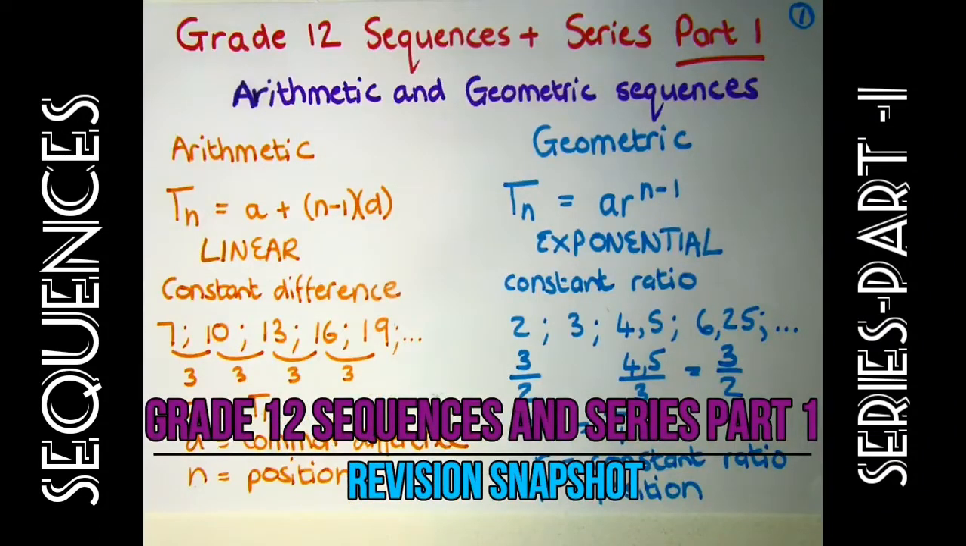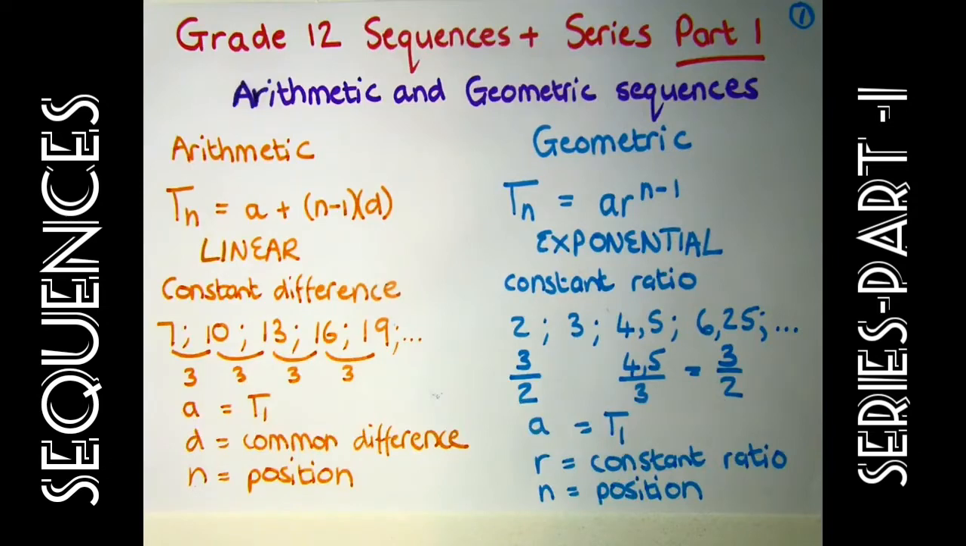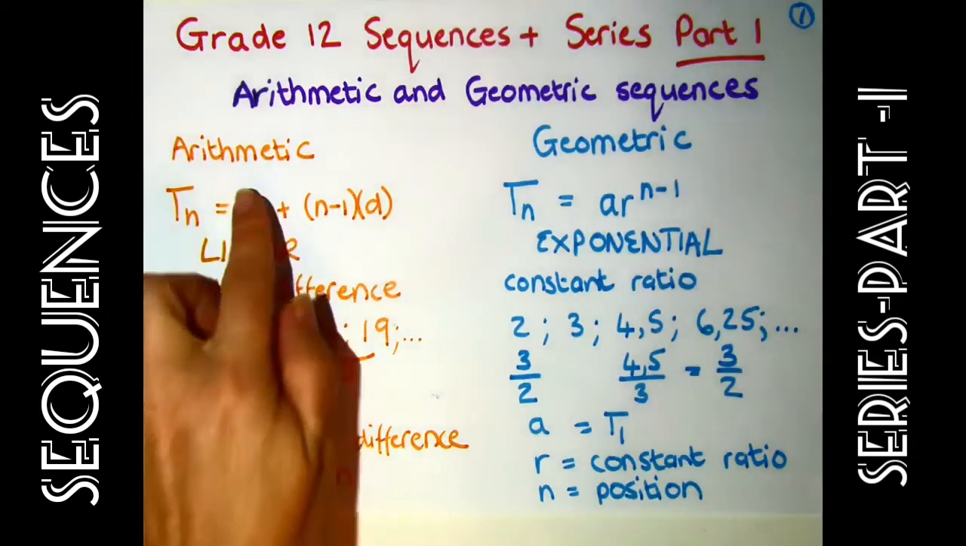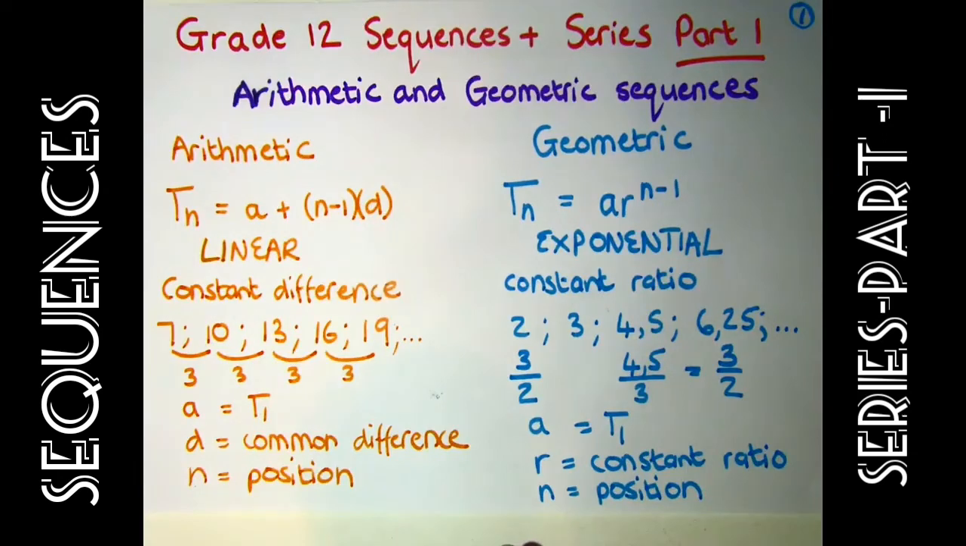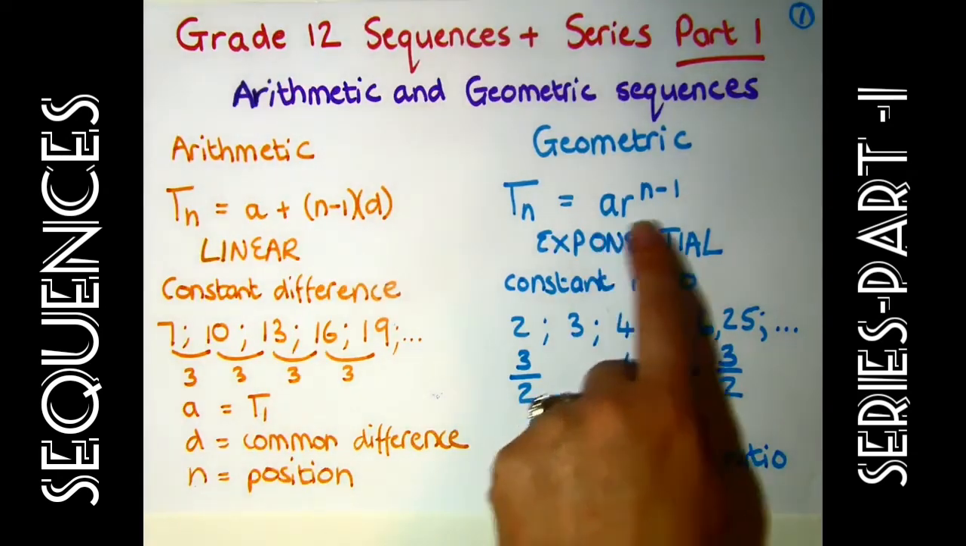With arithmetic and geometric sequences, we need to be able to test for them so that we know which one we're dealing with, so we can apply the relevant formula. With the arithmetic one, we have this formula, and I'm recommending you put the d in brackets. And with geometric, we have that formula.